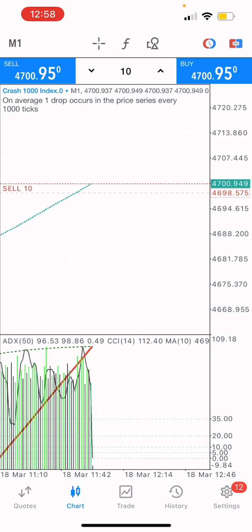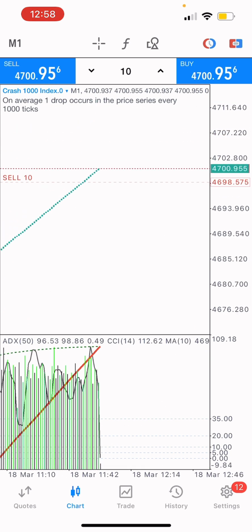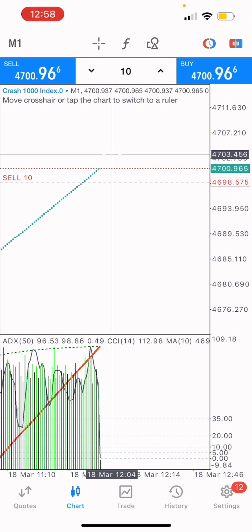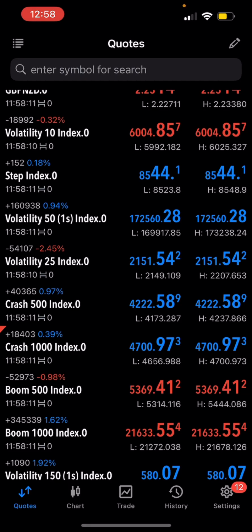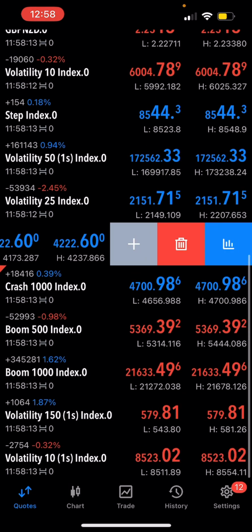So now that we have set this, it means that we are waiting for price to reach the 14 before we catch a spike. So while waiting on that, let's try some other.